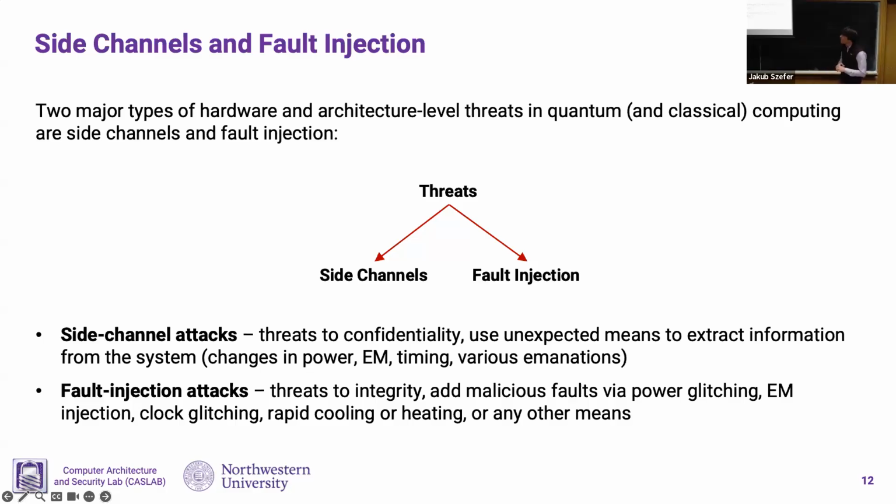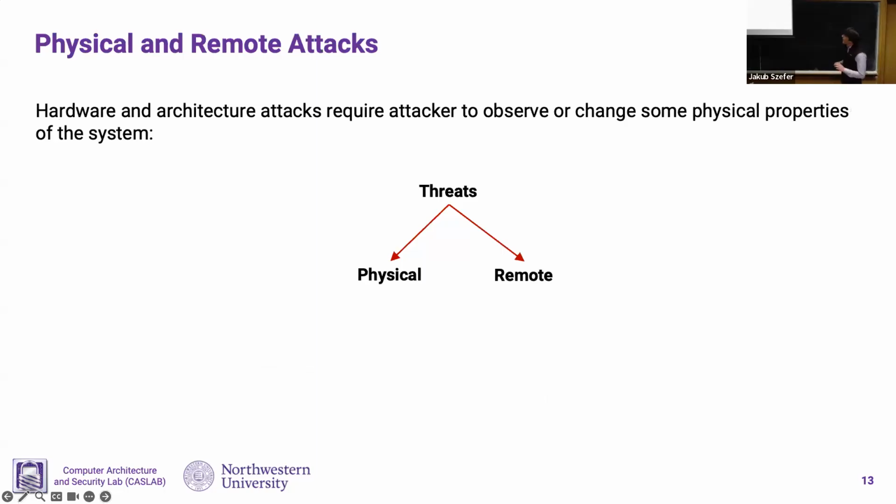In quantum computers, the main way to do fault injection has been through crosstalk attacks, but there could be other ways. But in the end, everything really falls into either side channels or fault injection. And then again, all these attacks can be either remote or physical.